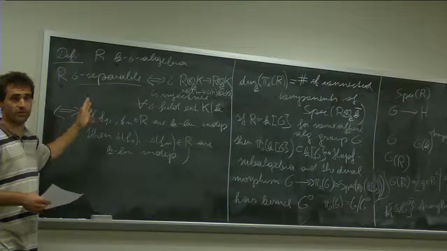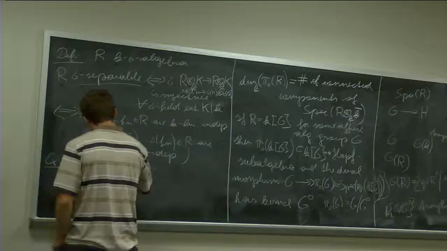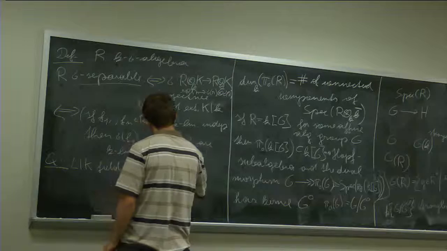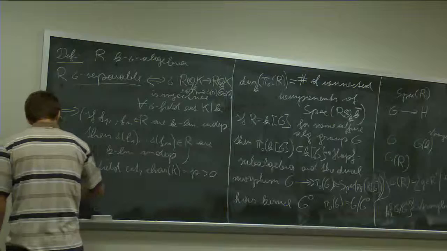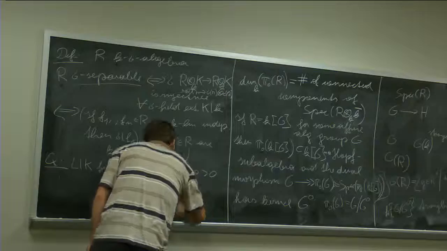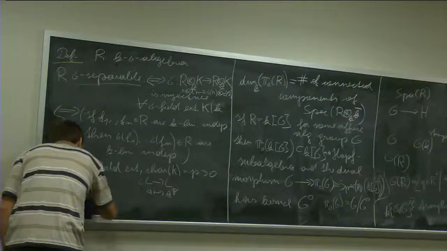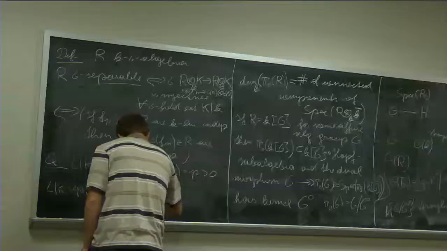So the example: if L over K is a field extension of positive characteristic p, then again think of L and K as difference fields by taking sigma the Frobenius, so a goes to a to the power p. Then L over K is separable as a field extension, which is the usual definition of separable, if and only if L over K is sigma separable with this sigma.